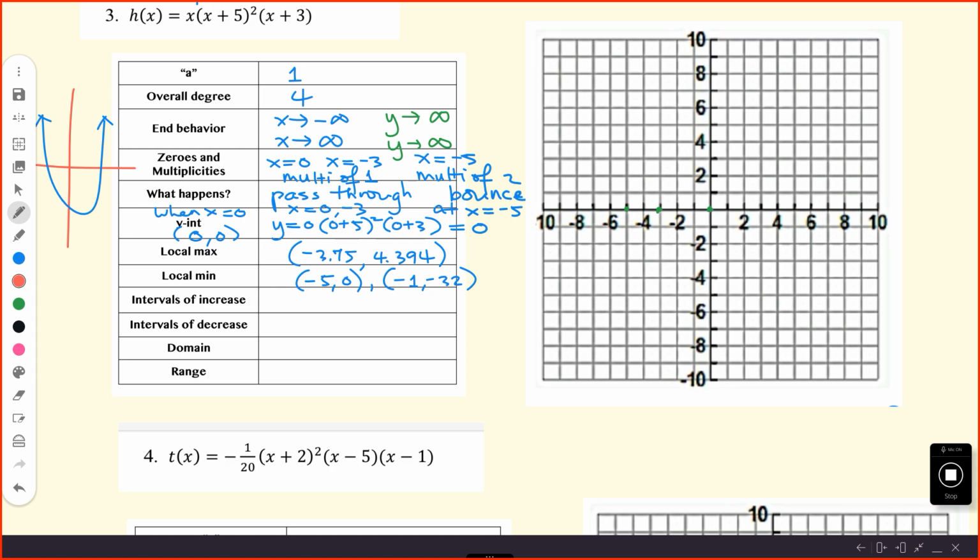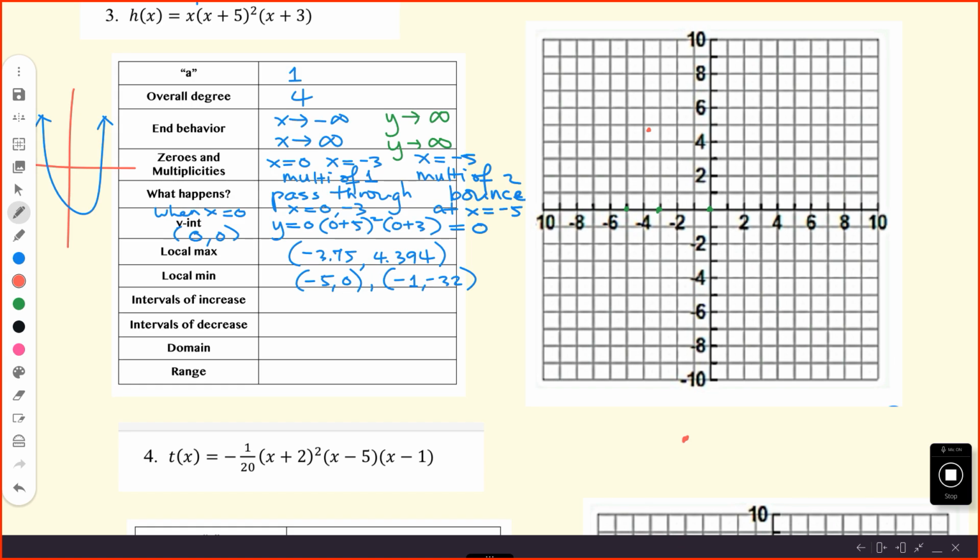Local max is negative 3.75. So this is negative 3 right here, and then 4.3. There's something right here. And then local min. So negative 5, 0, which is also your minimum. Okay, we're gonna have that later. And then negative 1, negative 32. So all the way down here. So let's just assume that this is negative 32 here.